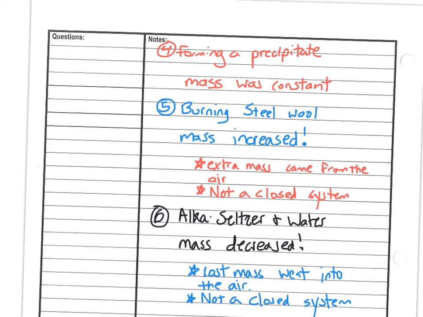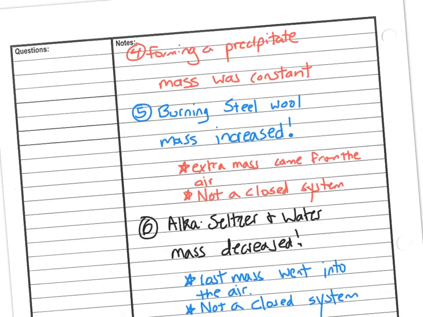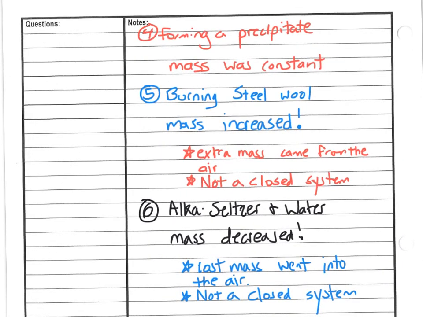Now in the first four, the pulling apart the steel wool, dissolving sugar, melting ice, and forming a precipitate, those were technically open systems, but the mass wasn't a gas. That gas wasn't there to leave, so that didn't happen. So the law of conservation of mass doesn't change. That's just how it is.